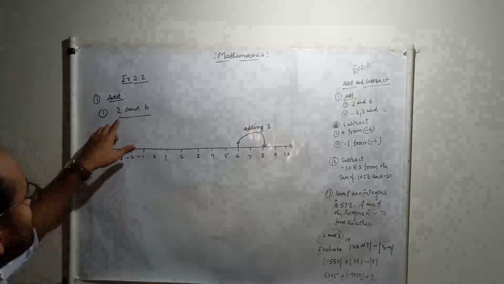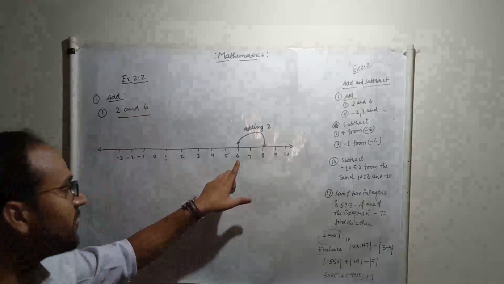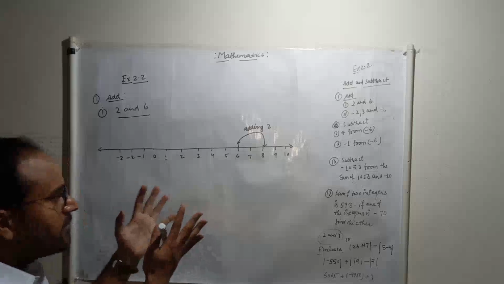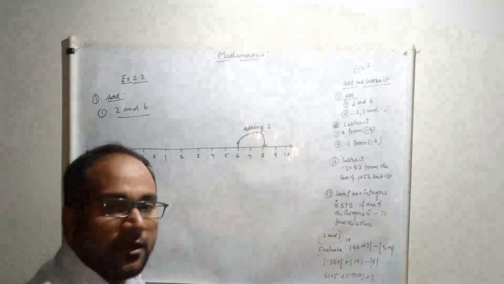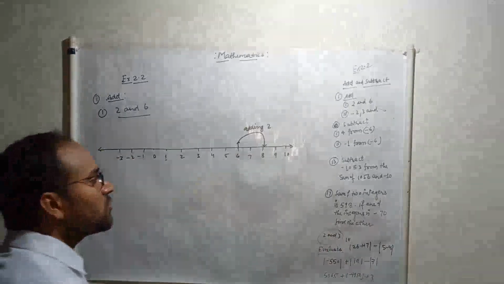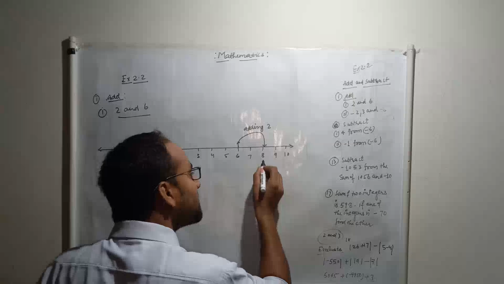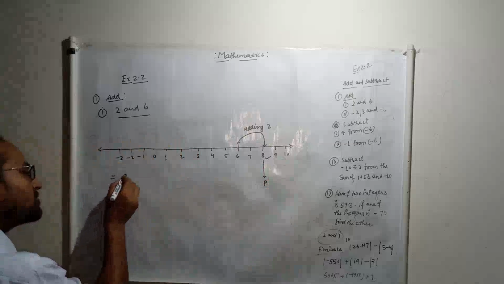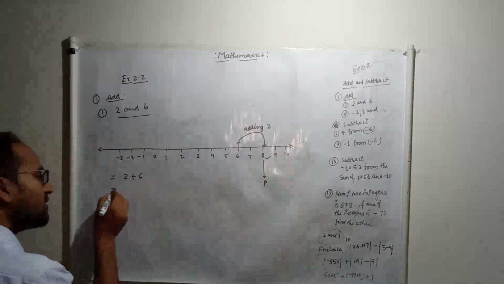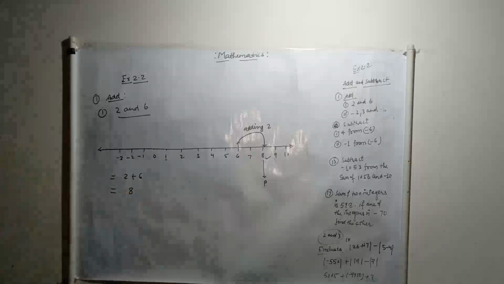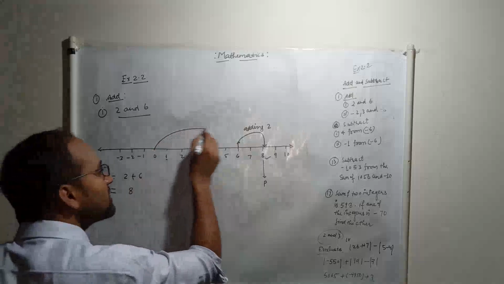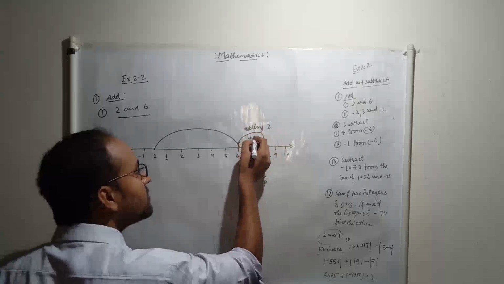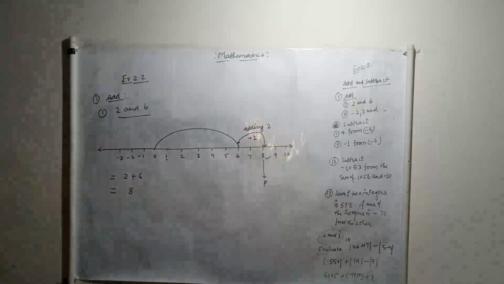Okay students. So 2 and 6. If we take 6 as the starting position, which one is maximum? 6. So 6 plus 2. If we add a positive integer, we always move to the right side on a number line. So what is your final position? Your final position, your answer, is 8. So what you get by adding two positive integers, 2 plus 6, is 8 with the help of this number line. And if you start from 0 to 6 and then add 2, you get the final position 8.